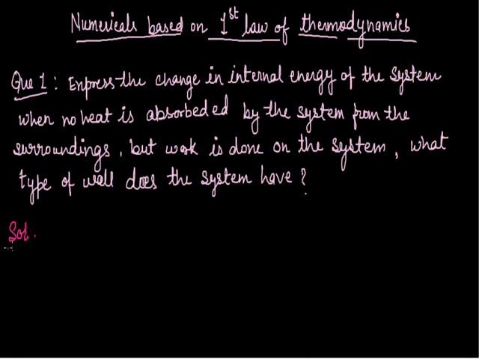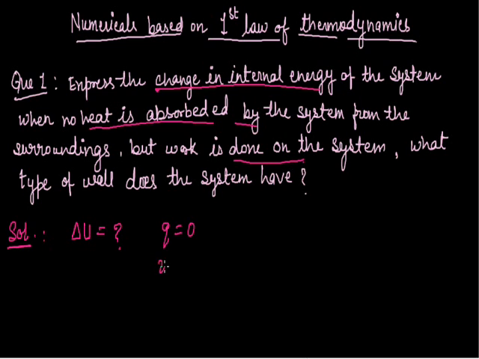So, the solution for this question is, here we should calculate the change in internal energy. Change in internal energy is denoted by delta U. We have to find this. And what is given in the question? No heat is absorbed by the system from the surrounding, that means Q is equal to 0, and the work is done on the system. So work will be positive because when work is done on the system the sign will be positive. So W is positive.